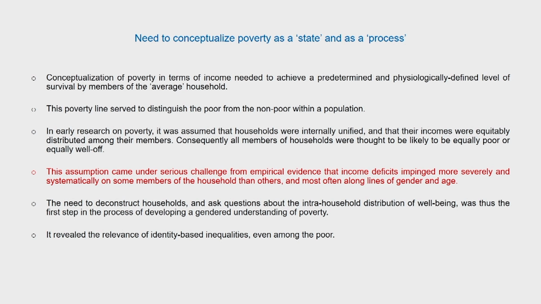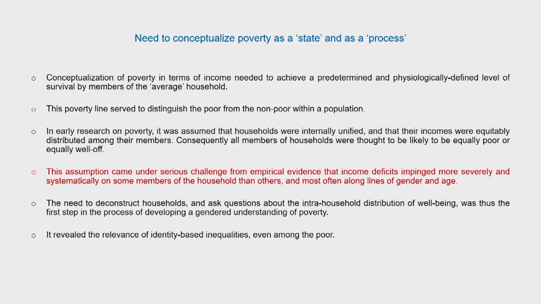And empirical evidence showed that the outcomes for women, girls and children are especially different from the outcomes for adult male members within the family in general. So this assumption came under a serious challenge along lines of gender and age. And in this sense, there was a need to deconstruct the concept of households. Who are the constituent members of these households? And there was a need to ask questions about the intra-household distribution of well-being, and that became the first step in understanding the process of developing a gendered understanding of poverty.